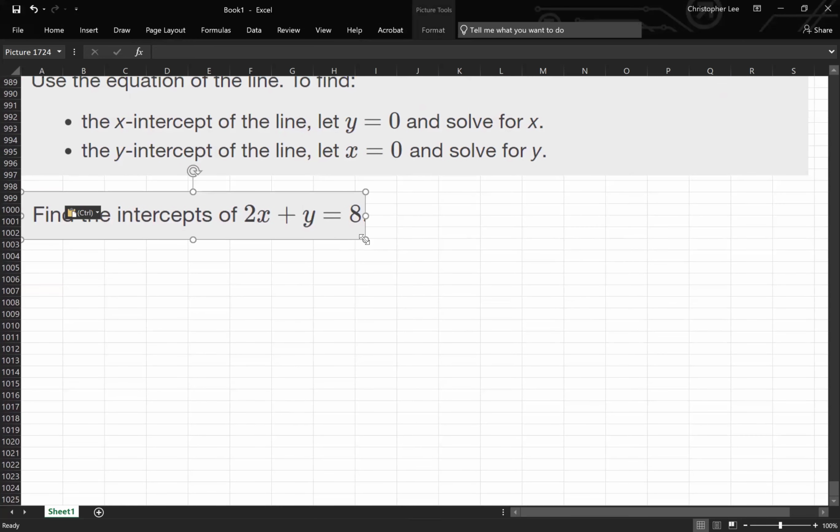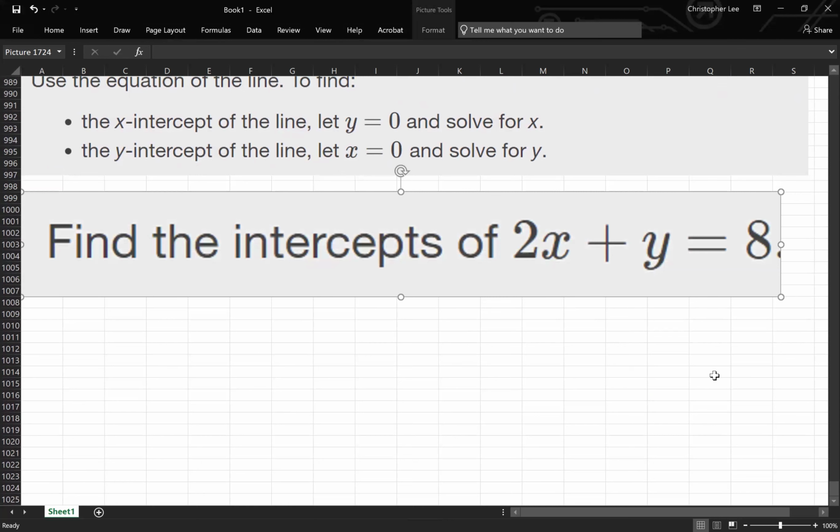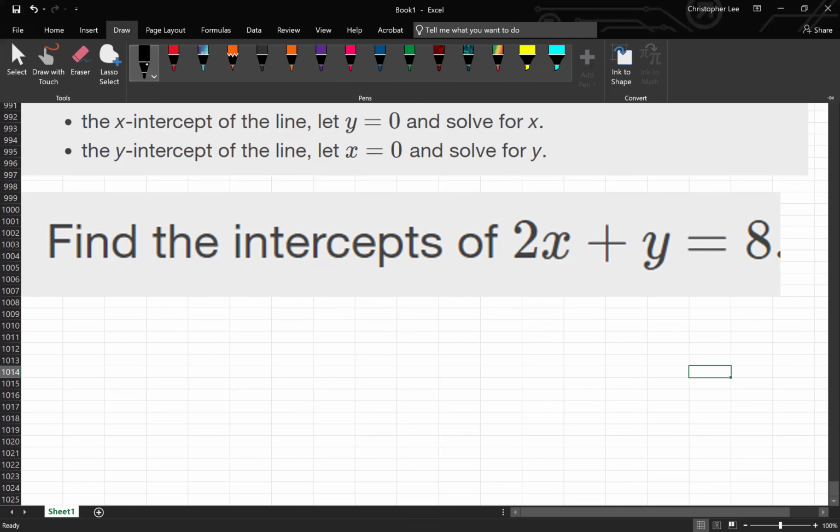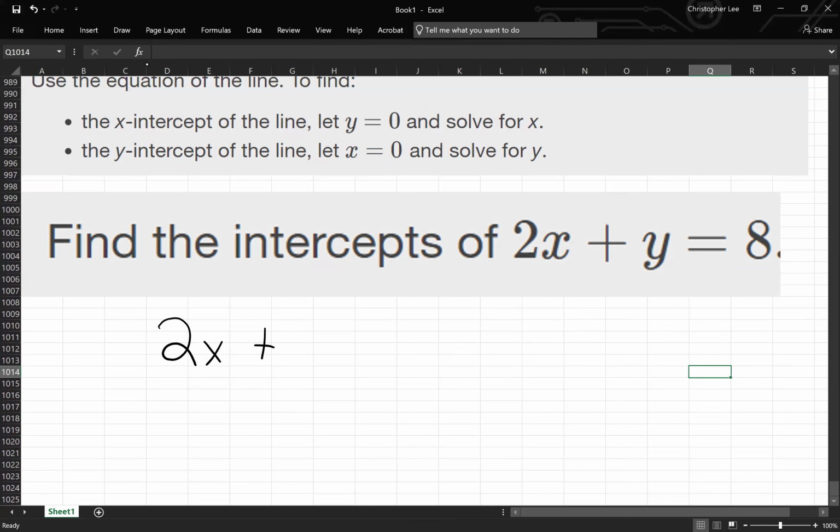So in this example, I want two things. I want the x-intercept and I want the y-intercept. Now, to find the x-intercept, the x-intercept is where the graph crosses the x-axis when y equals 0. So what am I going to do here? I'm going to literally just plug in 0 for y. This is going to become 2x plus 0 is equal to 8. This is to find the x-intercept, by the way.